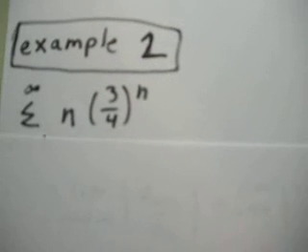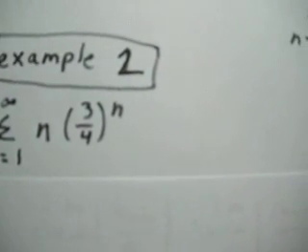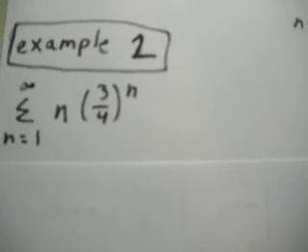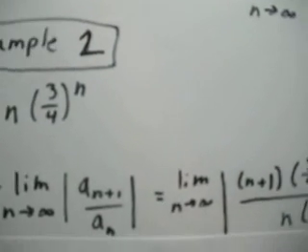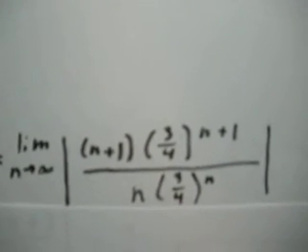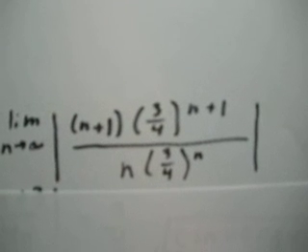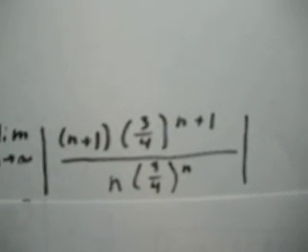Let's go over here to example 2. This is what we're given: the series from 1 to infinity of n times (3/4)^n. Remember, we're going to start off the same way. We're going to plug in our n plus 1's and turn it into a limit. This time, since it's not a division, we're not going to multiply by the reciprocal. We're just going to divide by the original. So you have the limit as n approaches infinity of (n+1) times (3/4)^(n+1) over n times (3/4)^n.